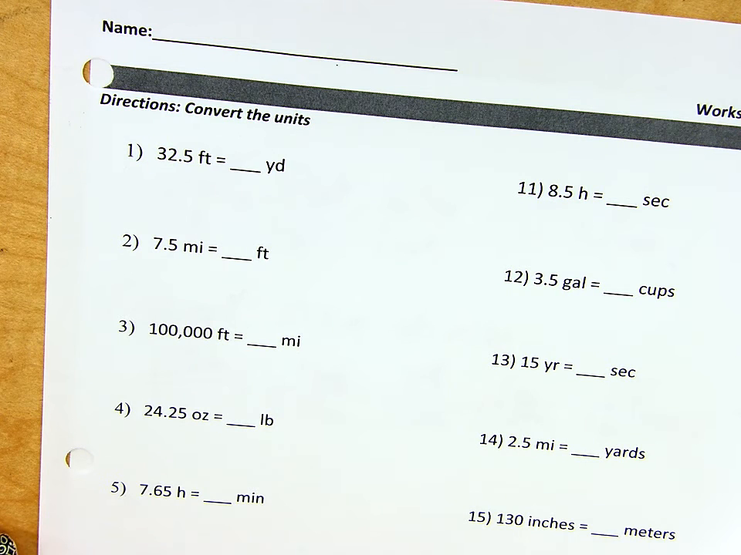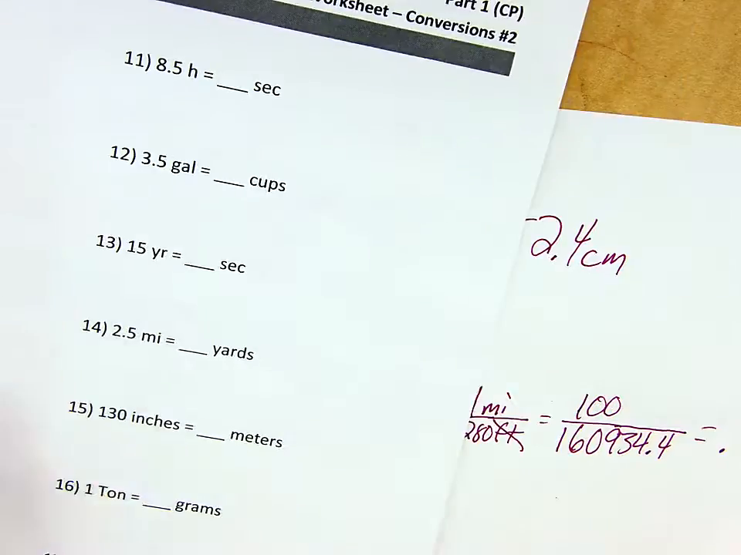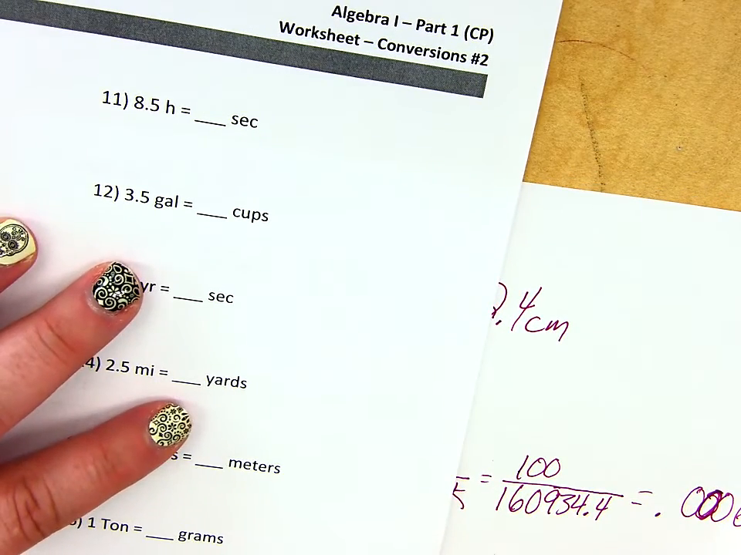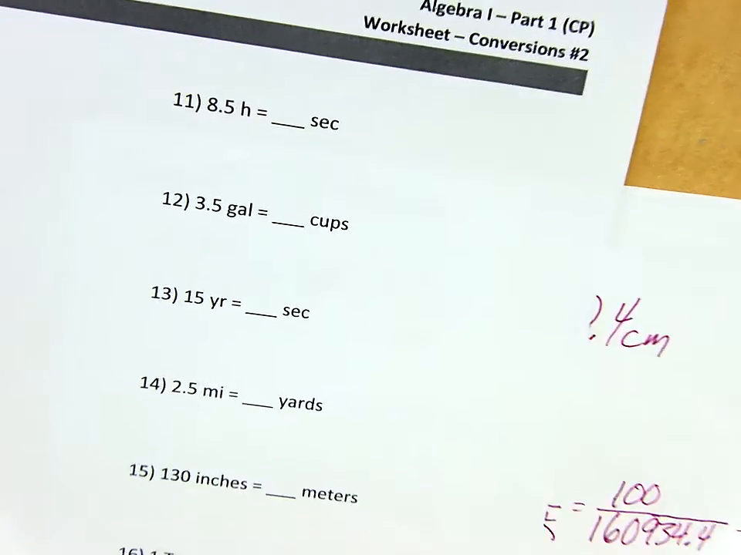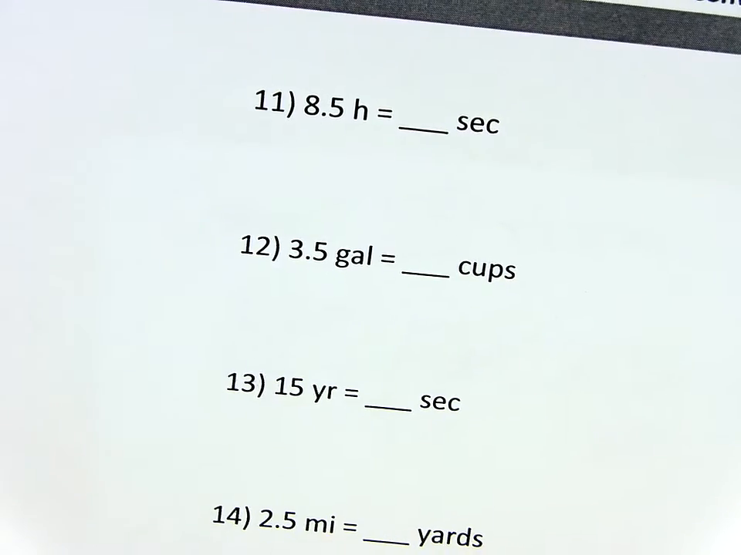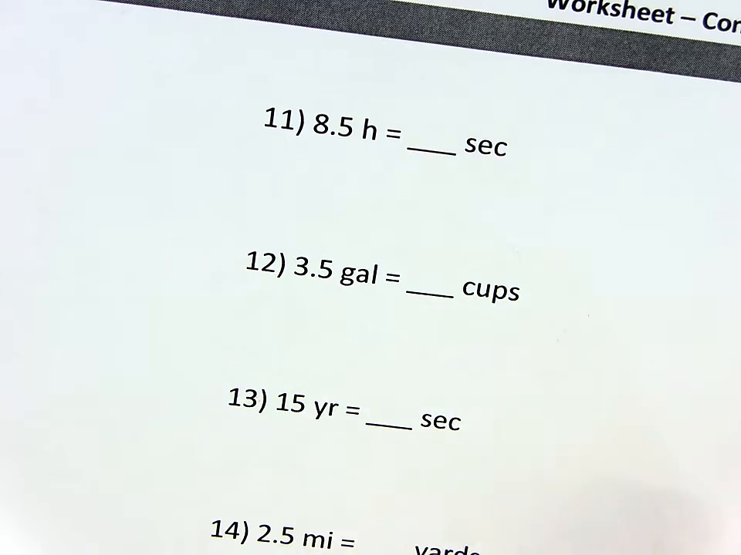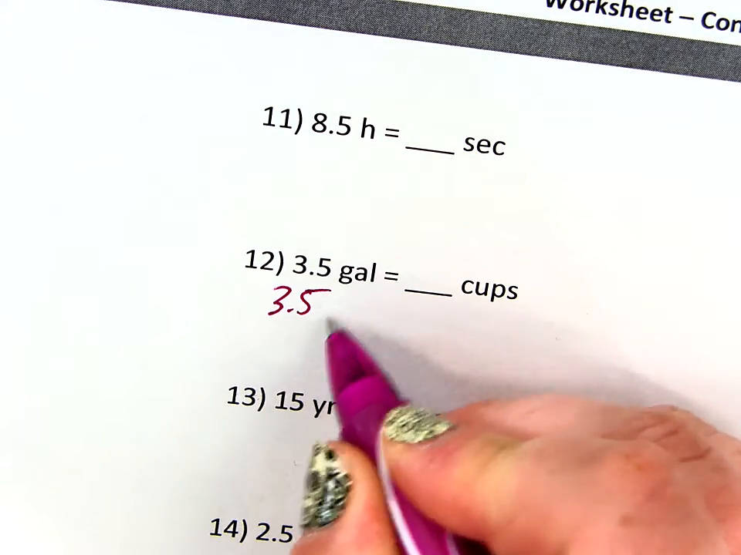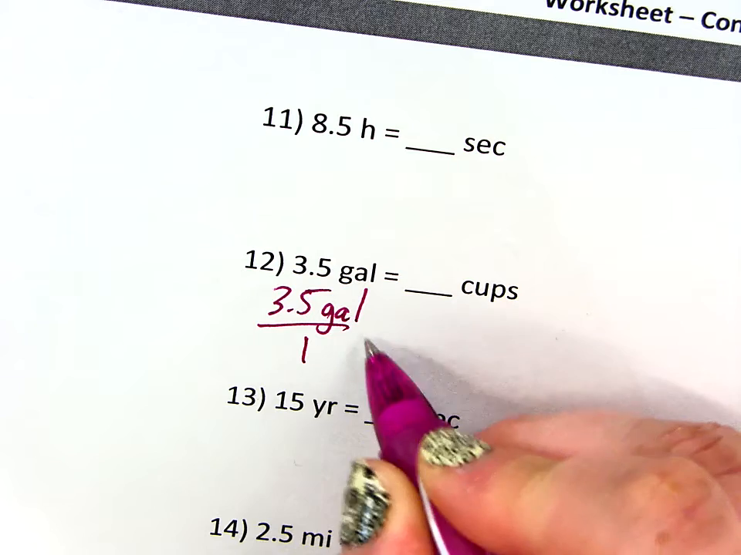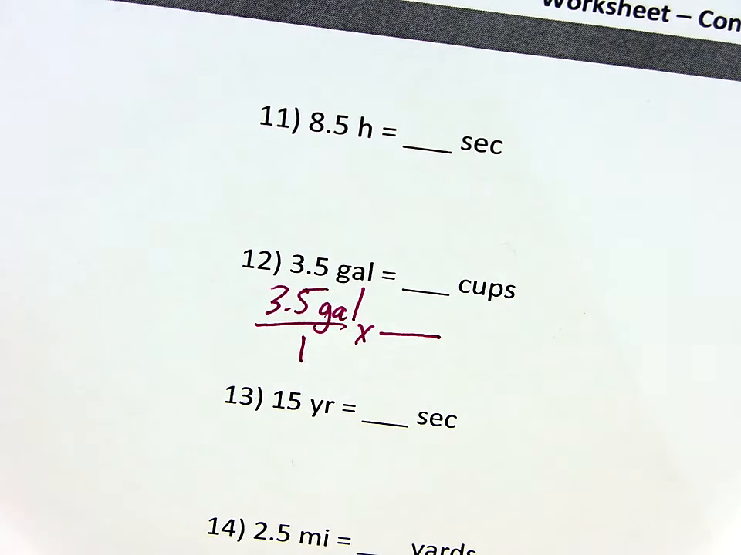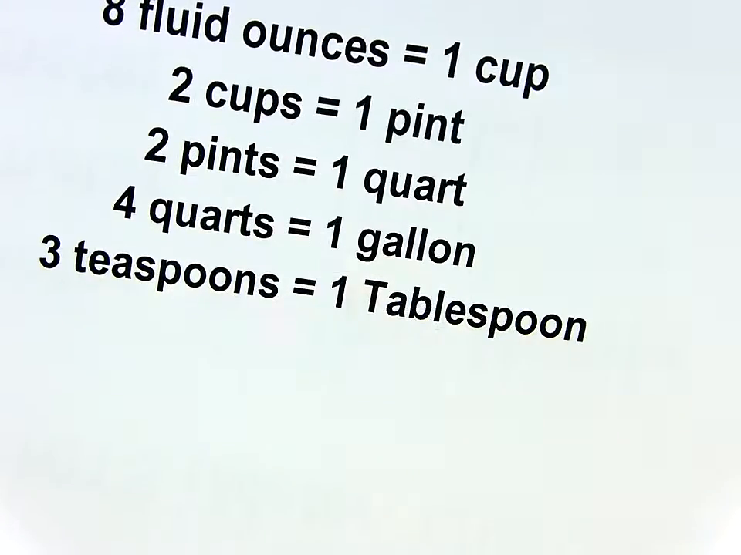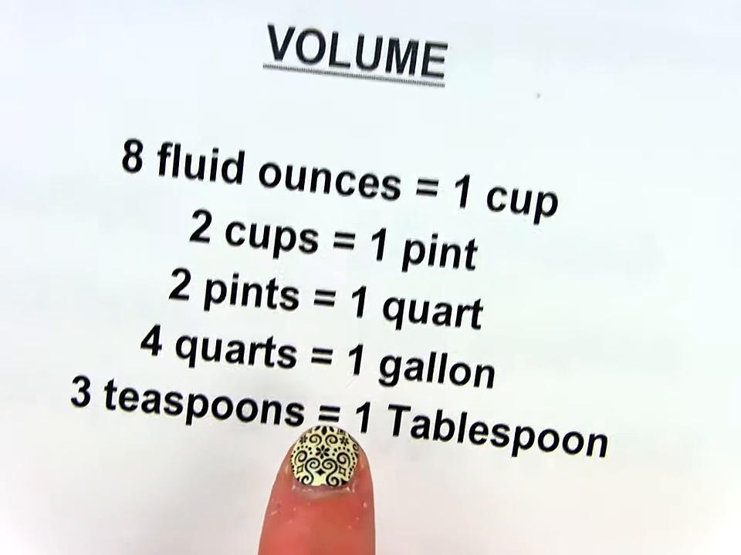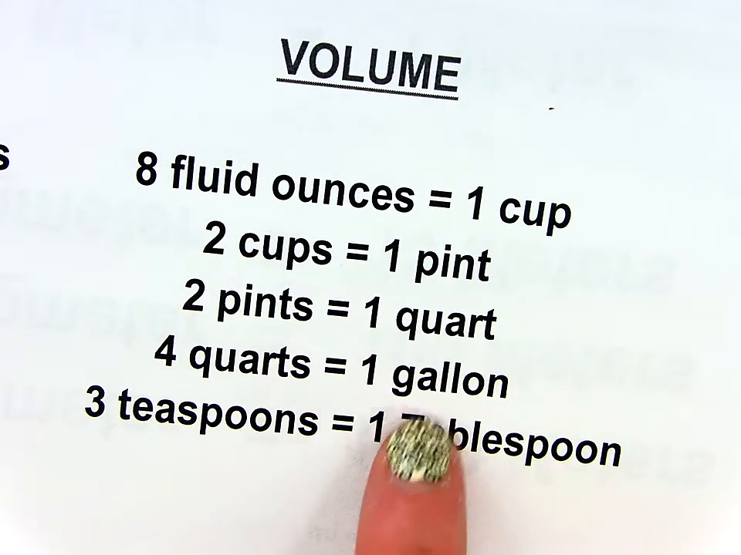How about, let's do a measurement one like number 12. 3.5 gallons. They want you to convert that into cups. So I'm going to start off the same way I always do, 3.5 gallons over 1. And then I'm going to look at my chart because I have no idea what the conversions are between any of these things. So find gallons and cups. That's under volume, right? So let's see what we can do.